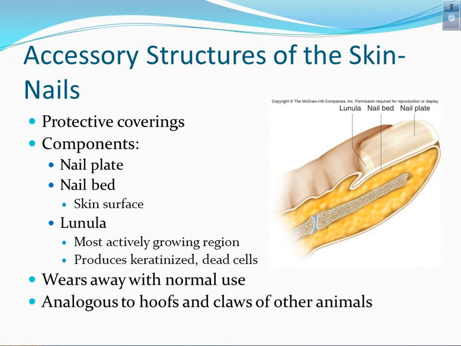Now, one of the things that I think is kind of cool here with our nails is to think about the connection that we have with other mammals. The hooves are the same as our nails on cows and horses and those kind of things, and then also the claws on rats or on lizards or birds or any of those kind of things. They're the same type of material, same keratinized epidermal cells there. So just make sure that you wrote down the lunula is the most actively growing region of the nail.